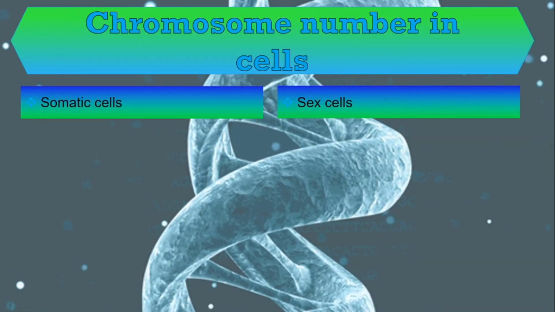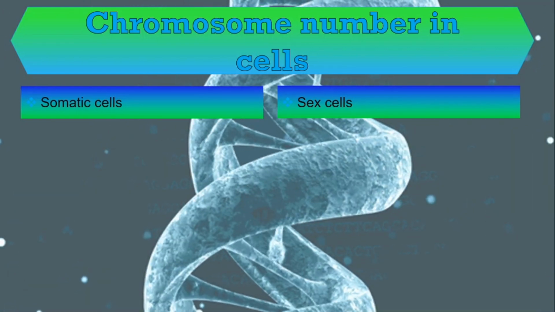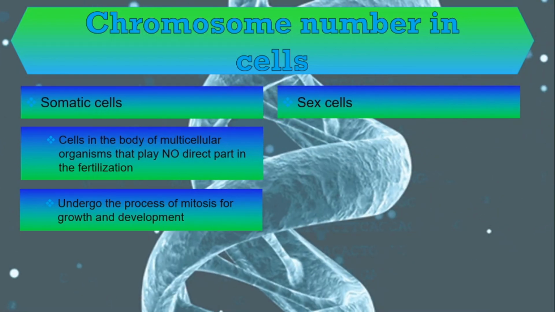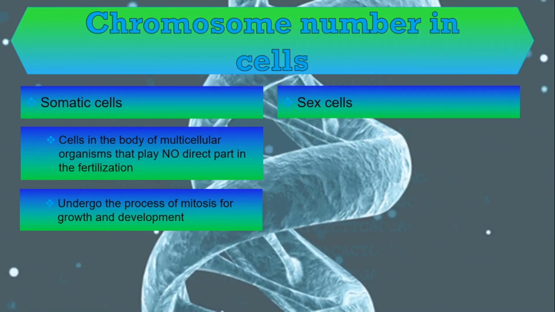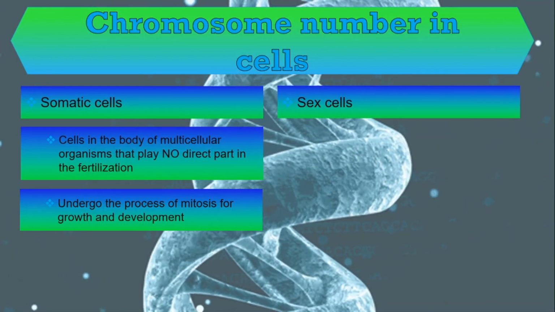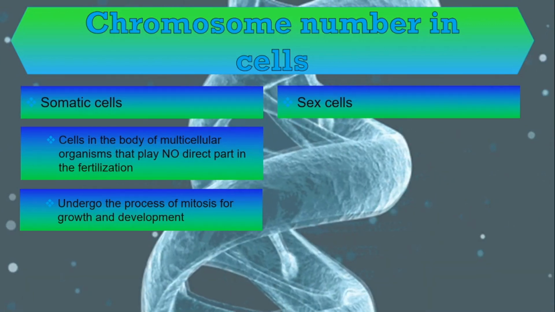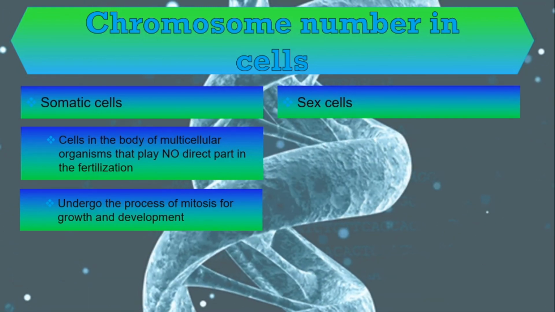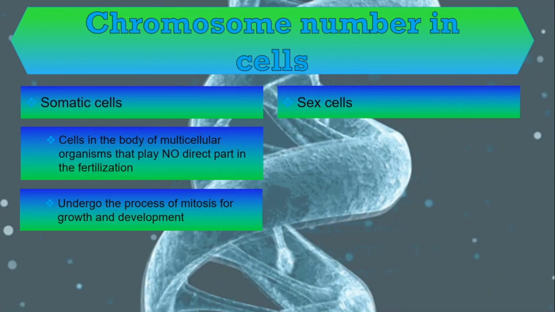Chromosome numbers in cells. There are two types of cells that can be found in the body, the somatic cells and the sex cells. First, what are somatic cells? Somatic cells are the cells in the body of multicellular organisms that play no direct part in fertilization. Somatic cells undergo the process of mitosis for growth and development. In mitosis, the body cells have the same number and identical chromosomes as the parent cell. They have two complete sets of chromosomes. Somatic cells are described as diploid because they have two sets of chromosomes.